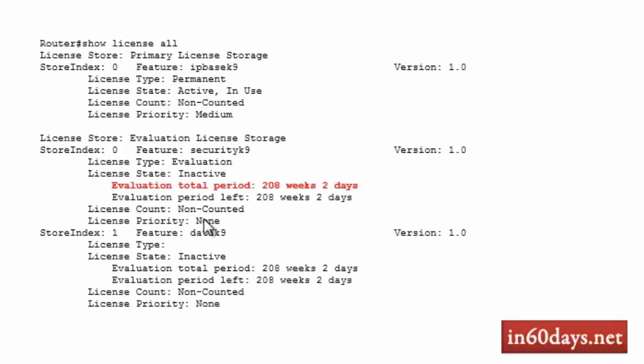Issue the show license all, and you can see I've got an evaluation period on the securityk9 image. Now normally that would start off at 60 days and count down, but I've actually issued this on a Packet Tracer router, so the output's slightly different.